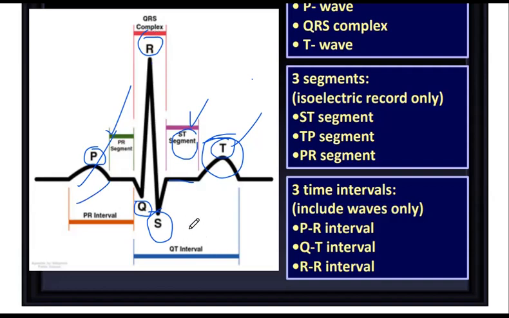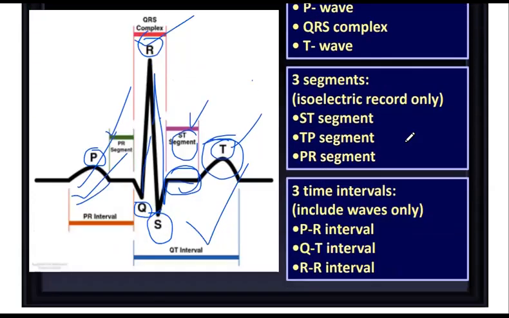Next, we have QRS, or also we can say QT. The QT interval, because the graph is continuously going, there is no segment there. So we have the PR interval, the QT interval. Next we have the RR interval, from R to another R, one more interval. So we have to remember the PR interval, QT interval, and RR interval.